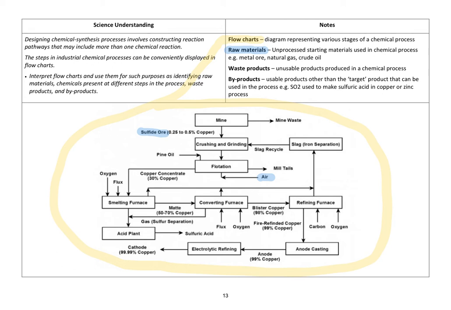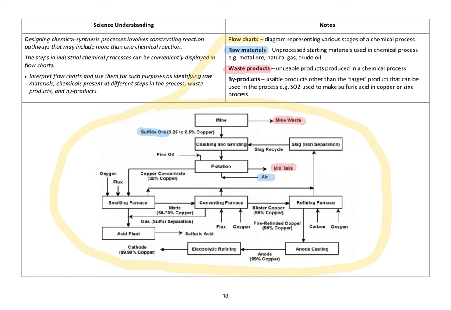The next thing that we need to be able to identify is the waste products. These are unusable products produced in a chemical reaction. That tends to be stuff like mine waste here, the mill tails that would go off to a tailings dam. Anything tailings tends to be waste. I'm looking to see there, but there doesn't seem to be any. Sometimes you would have carbon dioxide being released. That might be one present.